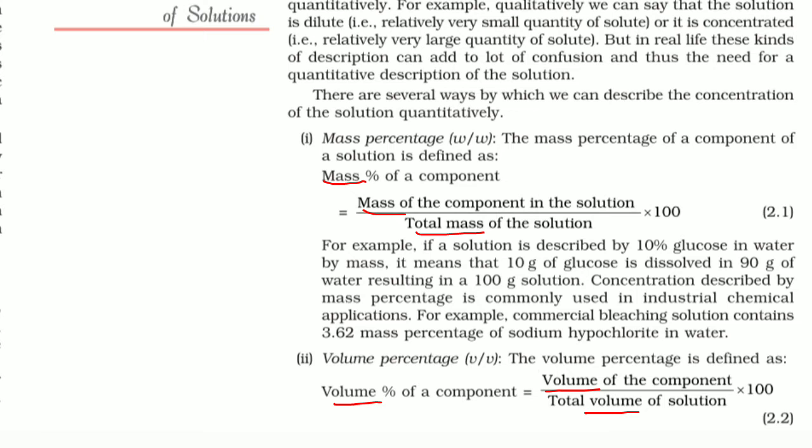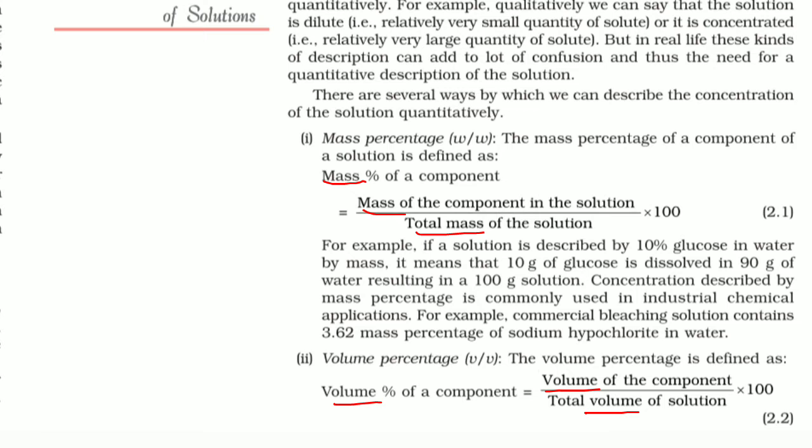So that means we are able to understand that we can express the concentration, or have the information, of how much amount of solute is present in a solution, by knowing the percentage of that solute present in that solution. So these are the three ways of expressing the percentage of solutes present in solutions.